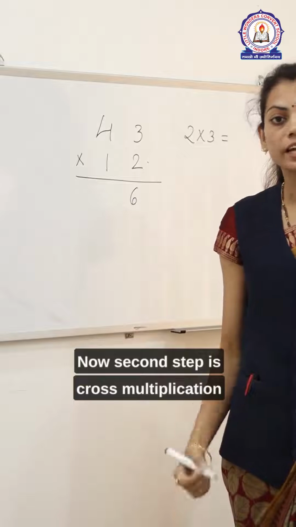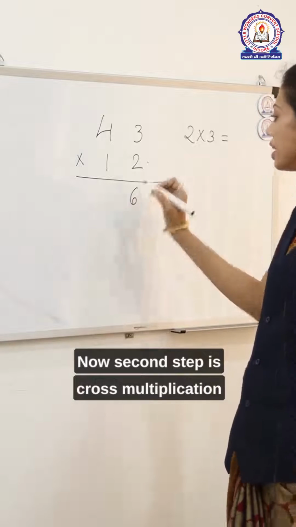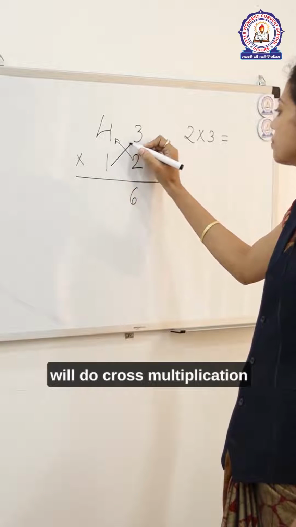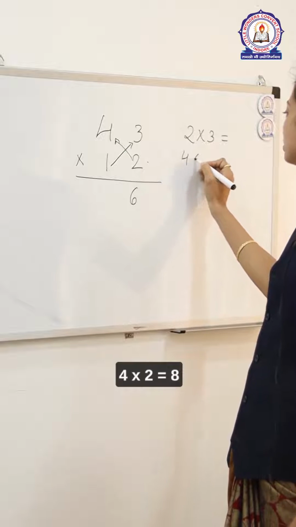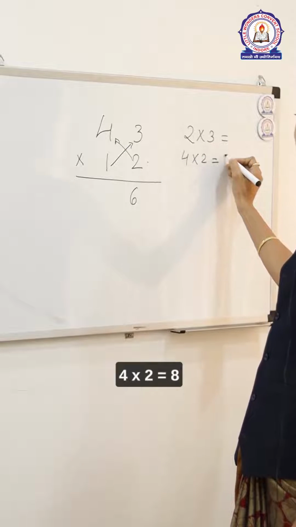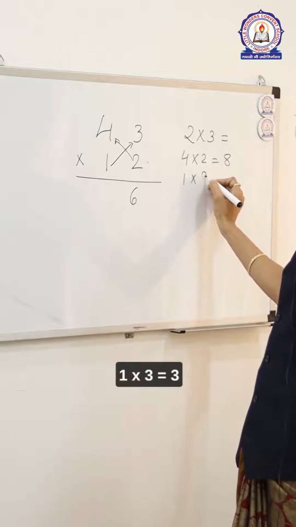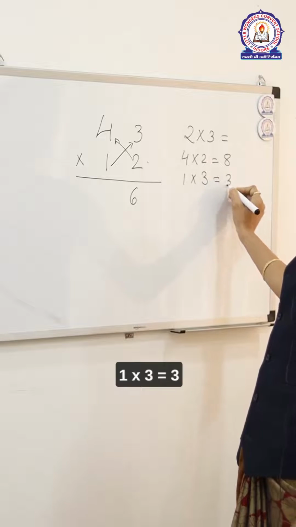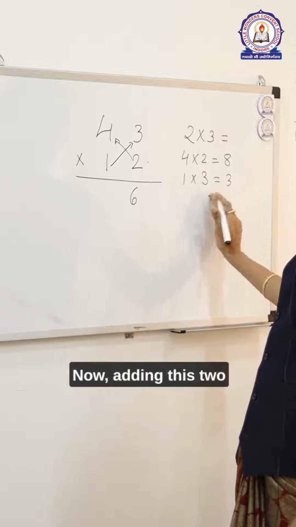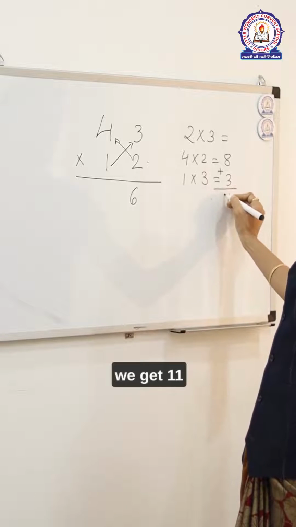Okay, now the second step is cross multiplication. We will do cross multiplication. 4 2s are 8. 1 3s are 3. Now adding this 2, we get 11.